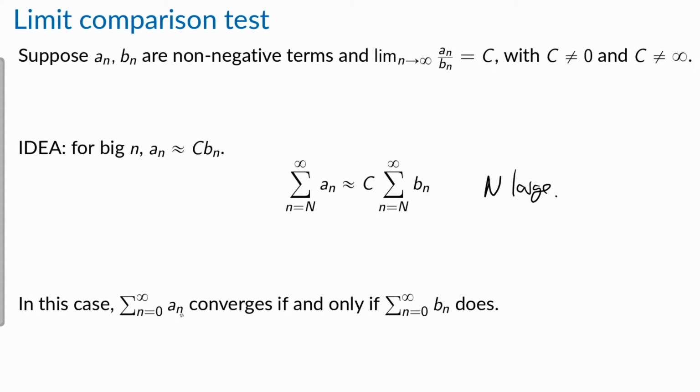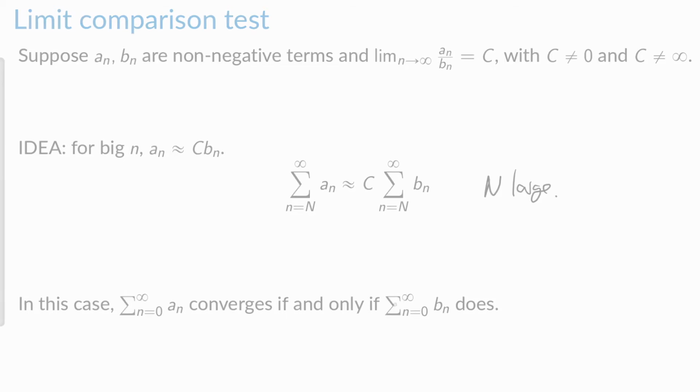So then the upshot is, if you have that the limit of this ratio is this constant that's neither 0 nor infinity, then the series a_n converges if and only if the series b_n converges. Right? So that means that a_n converges if b_n converges and a_n diverges if b_n diverges. But what we're going to look at now is some examples where this is a useful point of view.